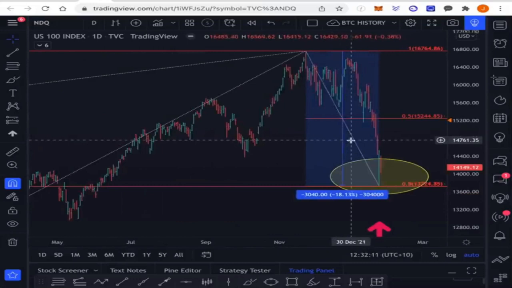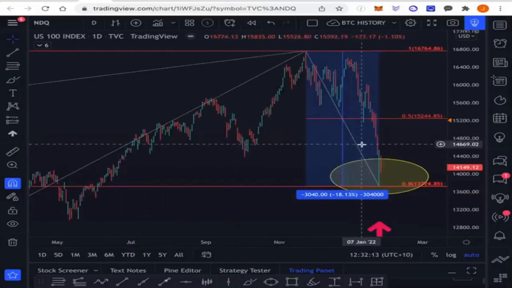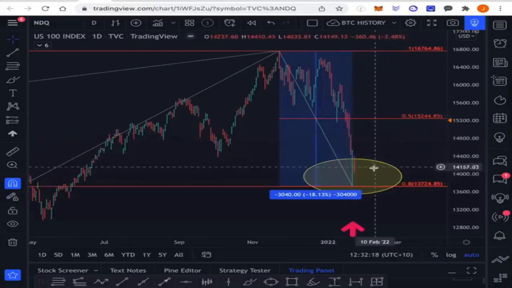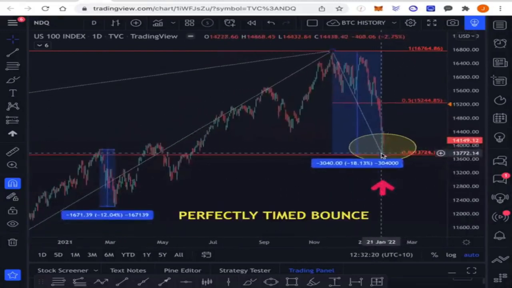But overall, my position at the moment is still that probably quarter one, potentially quarter two is not going to be the best. It's going to be volatile. It's going to be shaky. But for now, that's our bounce. That's our price for the NASDAQ.